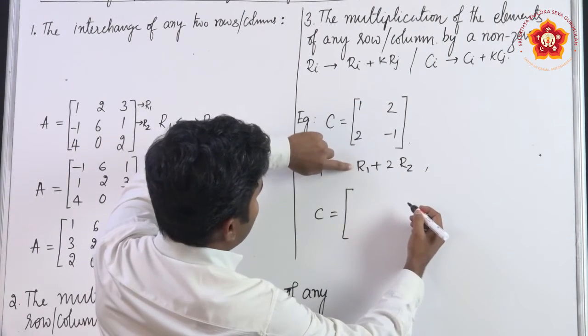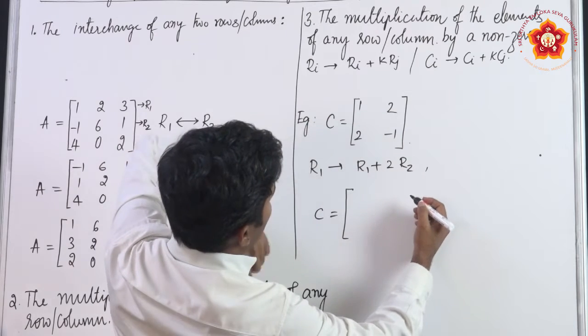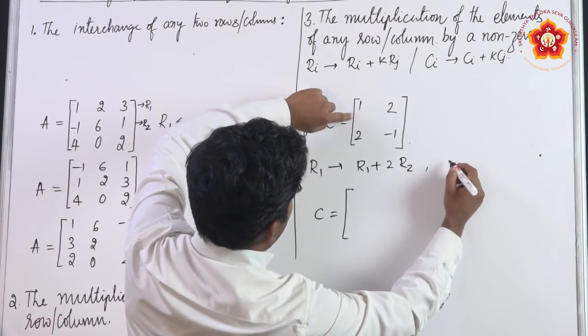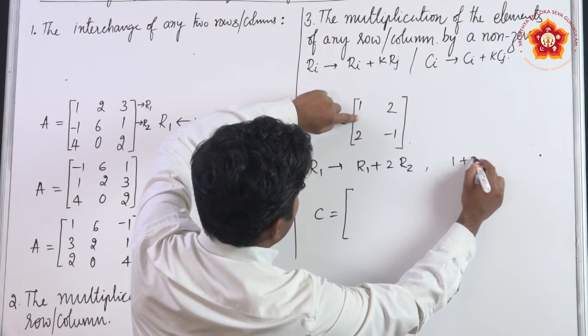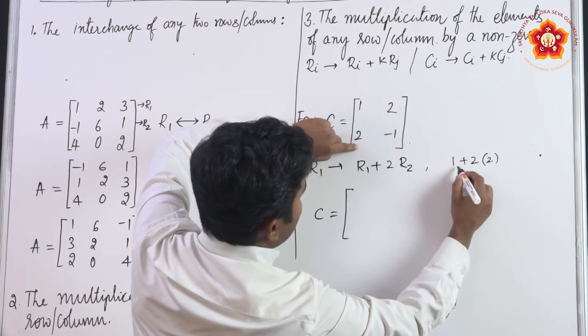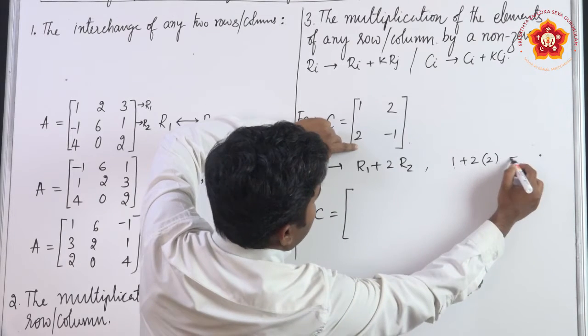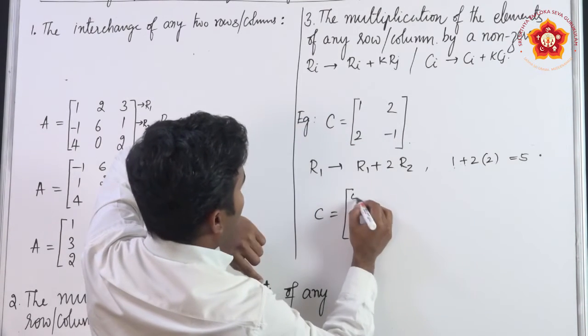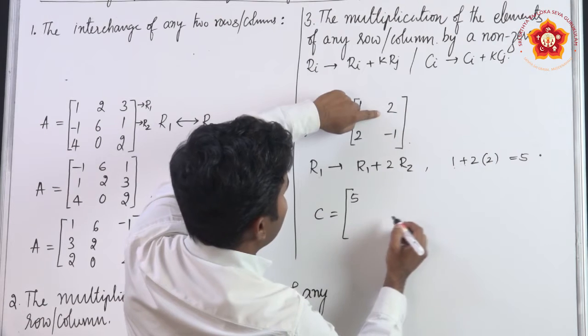Now, let us find this. R1 is R1 plus 2 times R2. How are we going to find that? For example, R1 is 1 plus 2 times R2. What is R2 here? The corresponding element is 2. That is 1 plus 4, which is 5. So, this element is 5, and similarly we have to find this as well.